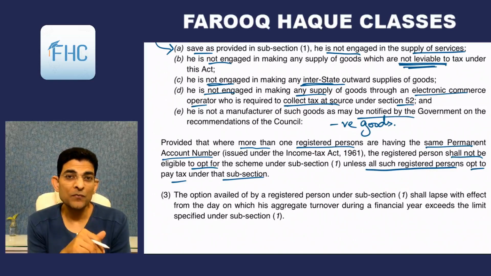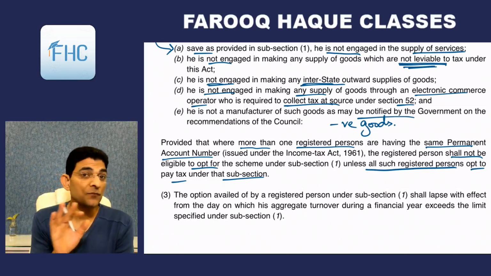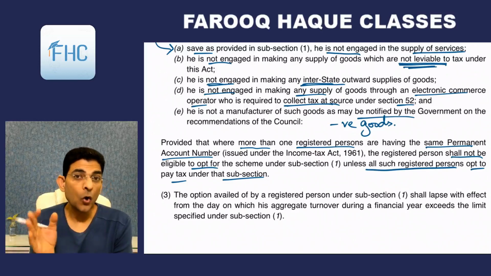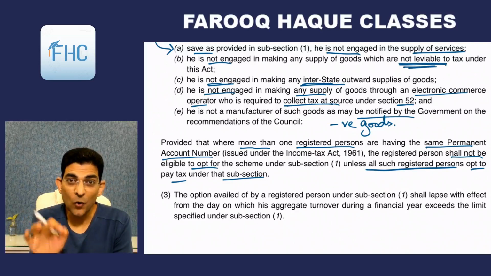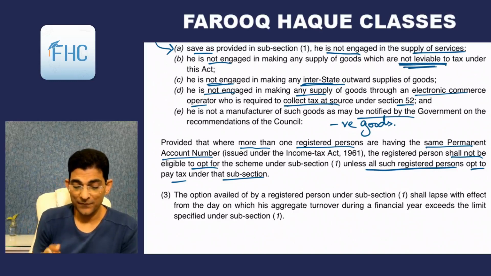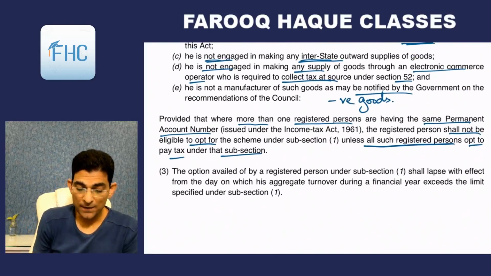Means I will say that okay, out of 15 registrations, in 3 states I will pay tax on composition scheme and at the remaining places under the normal method. No, not allowed. So either you pay normal tax for all your branches, or you opt for composition scheme for all the branches, all your registrations. Okay, so that is also simple.